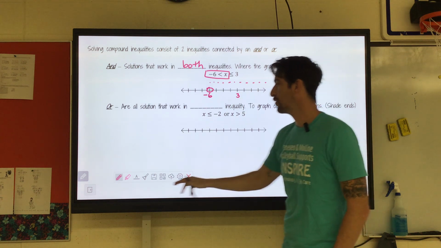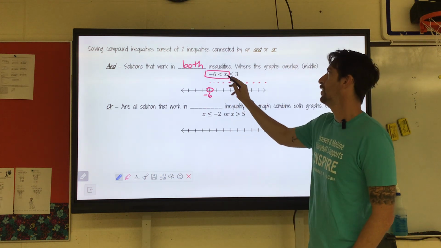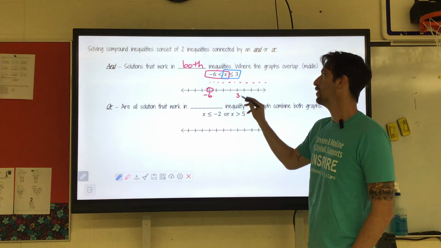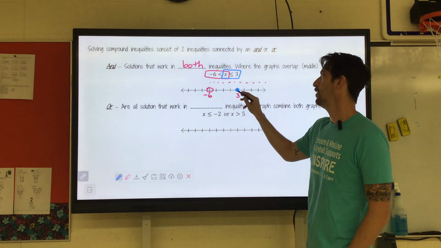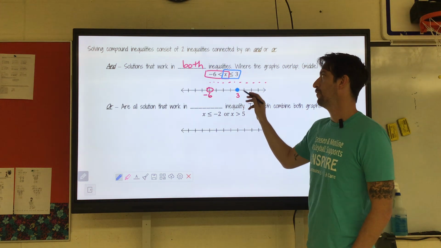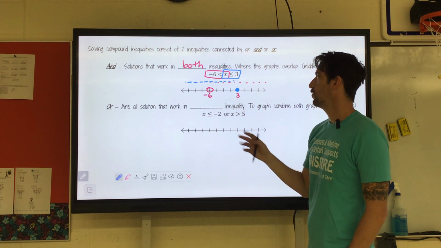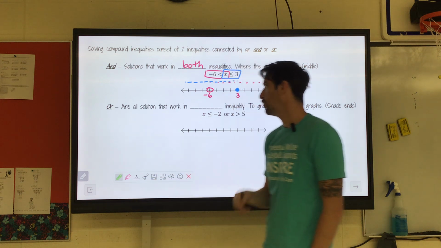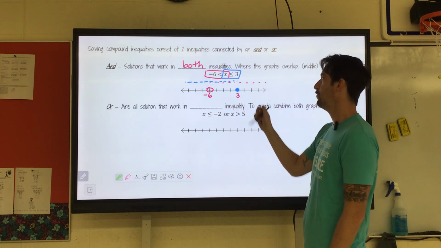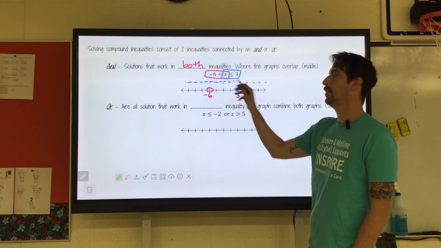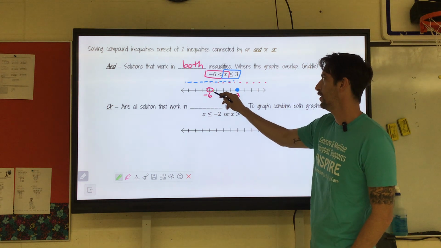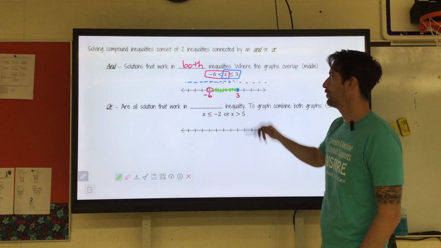If I was just graphing the inequality x is less than or equal to 3, that would be a closed dot on 3 and everything to the left of 3. X is less than or equal to 3. So the reason why on and problems you shade in the middle is because that would be the only spot where these two inequalities overlap each other. So you just squiggle in the middle there.